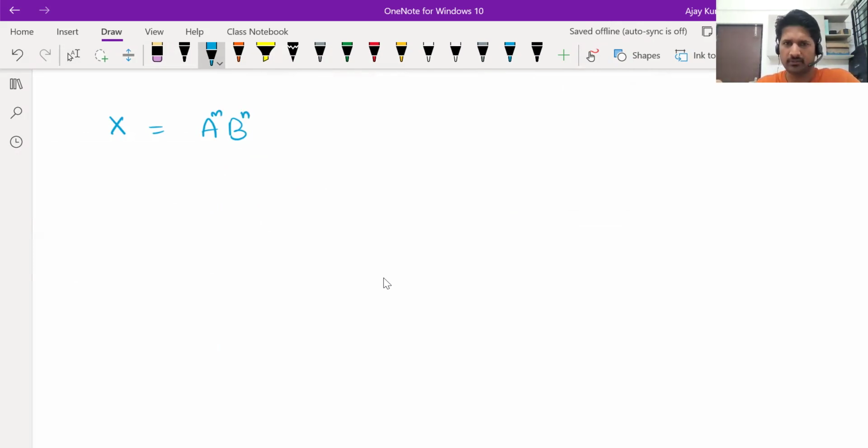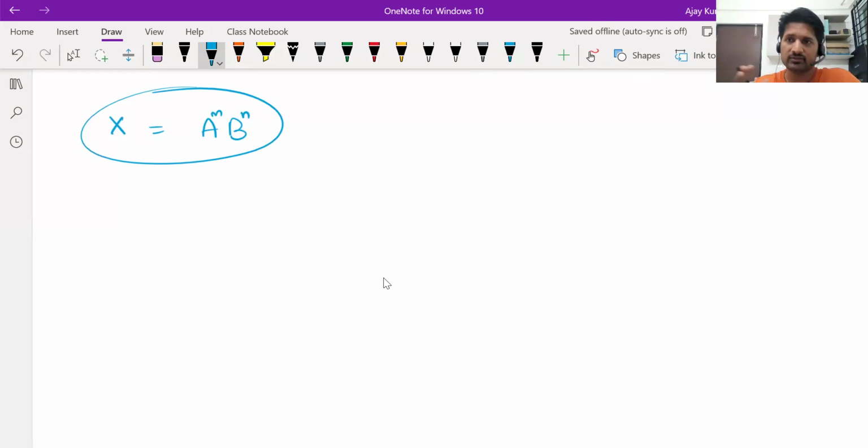If M is a positive number, let's say A cube, it's like A into A into A multiplication. Suppose N is a negative number, like minus 2. So it's like A power M divided by B square. So that takes care of division. So this generally represents multiplication and division together.